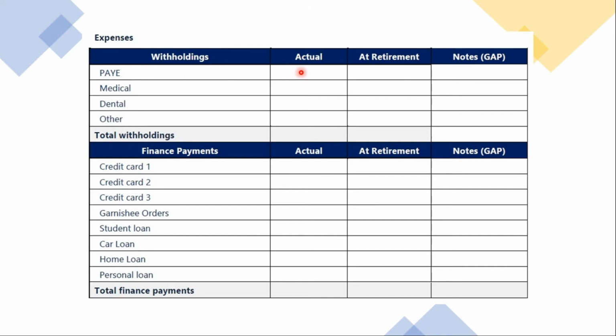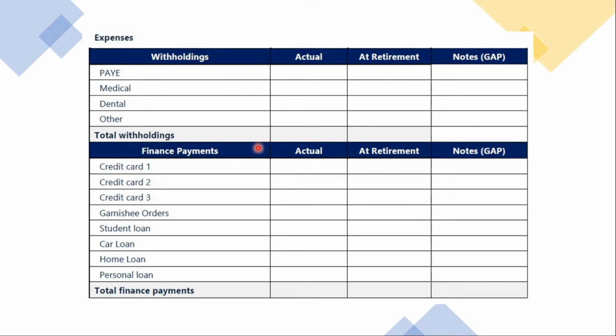PAYE tax, actual tax. At retirement, how much I think I'm going to pay. The benefit of being older is that I'll definitely pay less, also on tax. Medical. Actually, if I have a medical aid, of course, only complete columns that apply to you and rows that apply to you. At retirement, I want to find out, will my employer, that used to be my employer, at retirement, will they contribute? Maybe I have any dental that is deducted, any other, total withholdings.